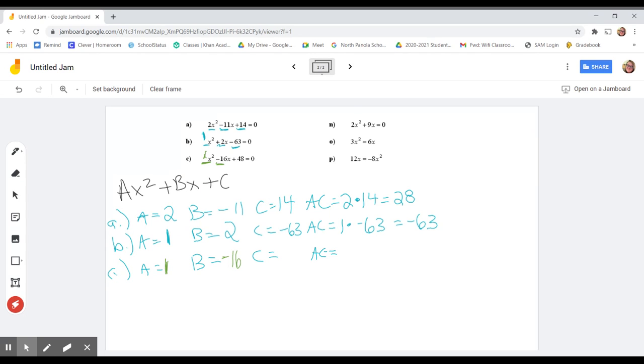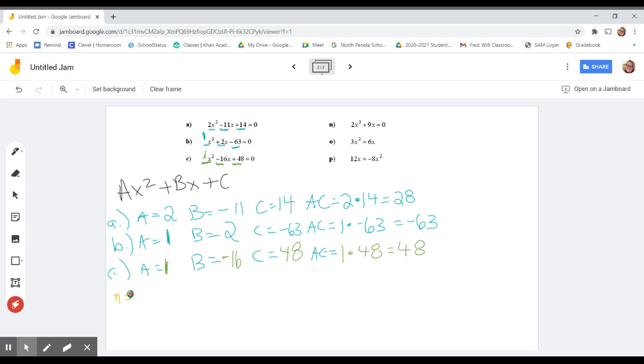And then I have a plus 48, so 48 is going to be my C. And I'm going to do A times C, so that's going to be 1 times 48, which is going to equal 48. All right. Okay, let's go ahead and move on to N.